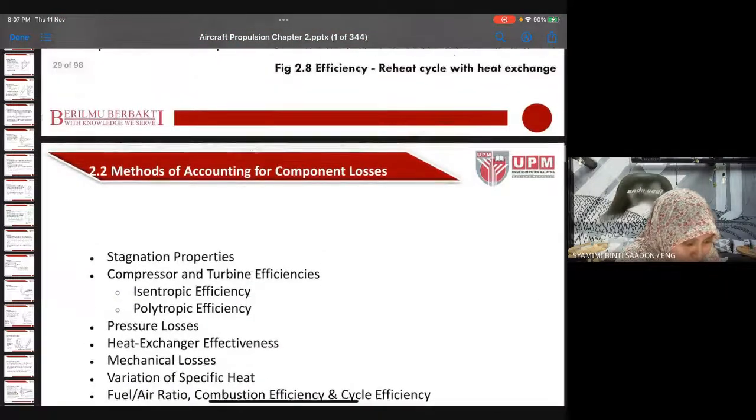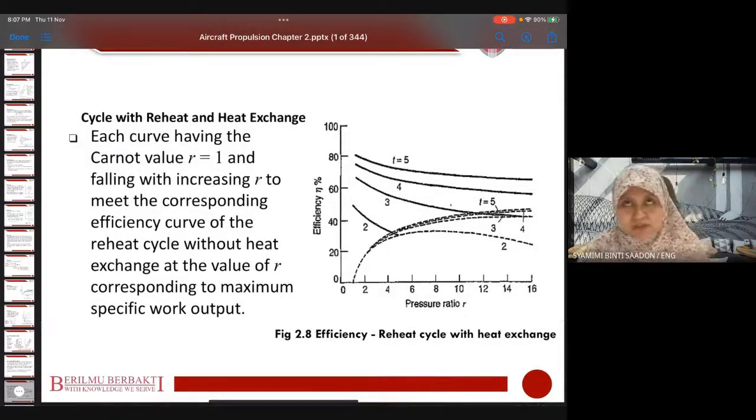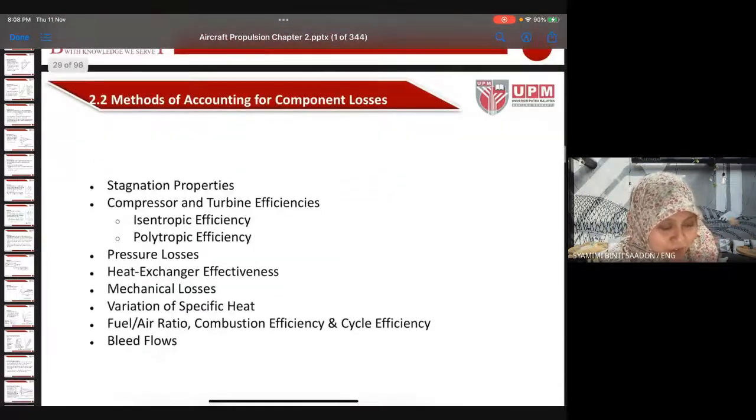So those are the three modified cycles and one simple cycle that I introduced in this topic. Actually, of course there are a lot more, with intercooling, right? What else? There are many more. But here I will only show those four.